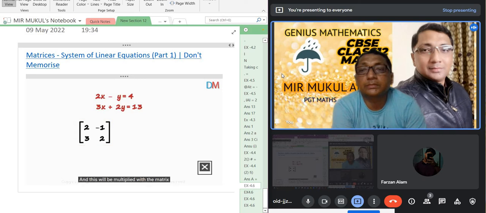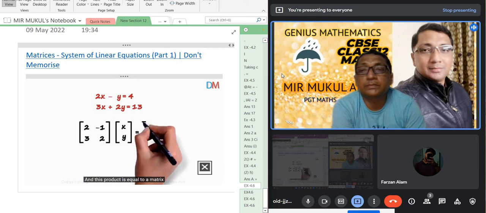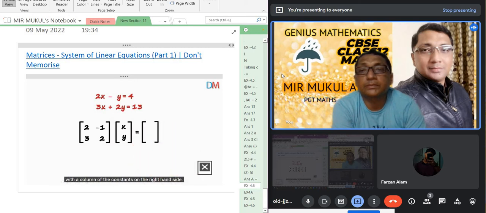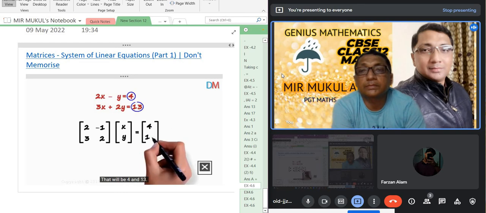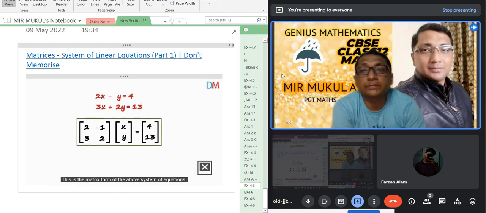And this will be multiplied with the matrix which has the column of variables. The variables are x and y. So a matrix with the coefficients multiplied with a matrix with the column of variables. And this product is equal to a matrix with the column of the constants on the right-hand side. That will be 4 and 13. This is the matrix form of the above system of equations.